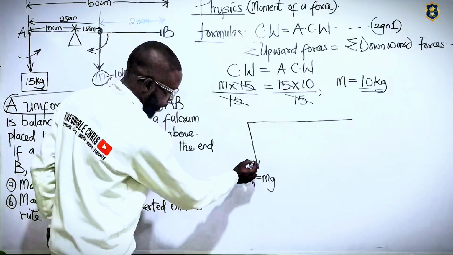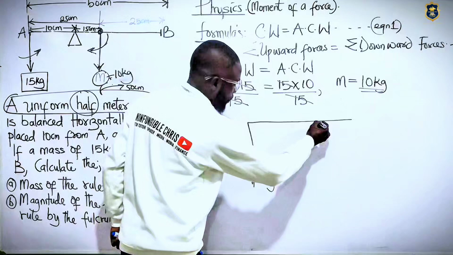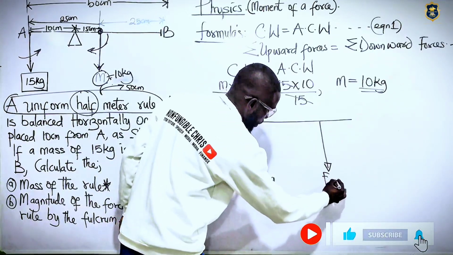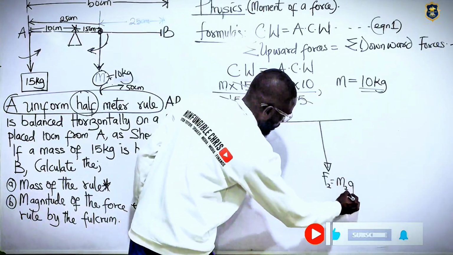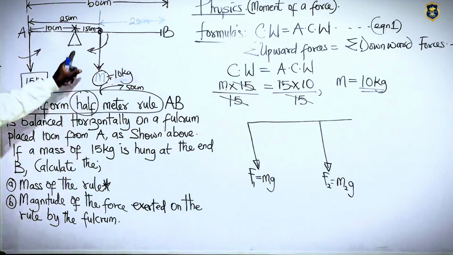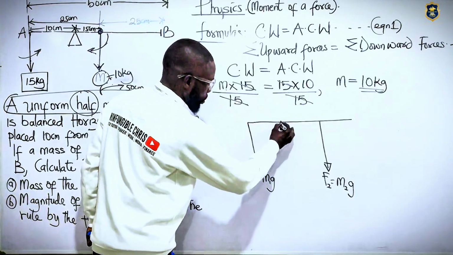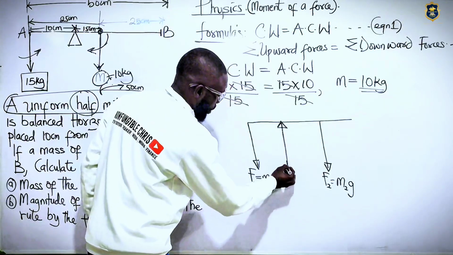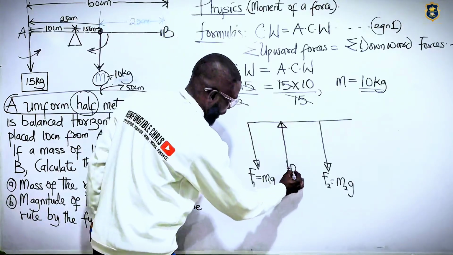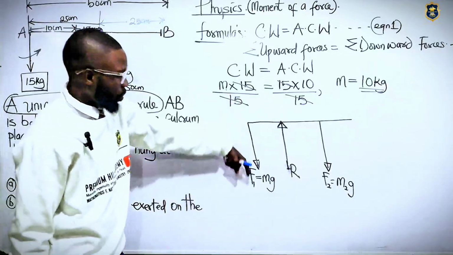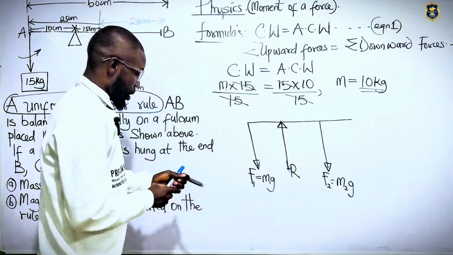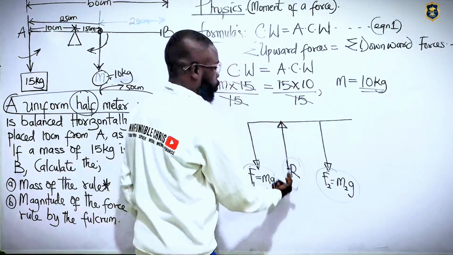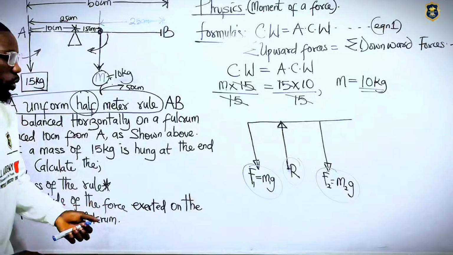So there are two forces here. This is force 1, and the second force is here, force 2. Let's call it m2g. Also, we're looking for the force of the fulcrum. You can see that this force of the fulcrum is going up, so we can call this arrow R, the reaction. We have two downward forces, force 1 and force 2, and this reaction going up, equal to the upward forces. But first, how do we get this force?